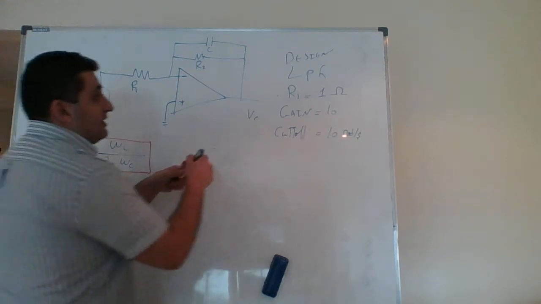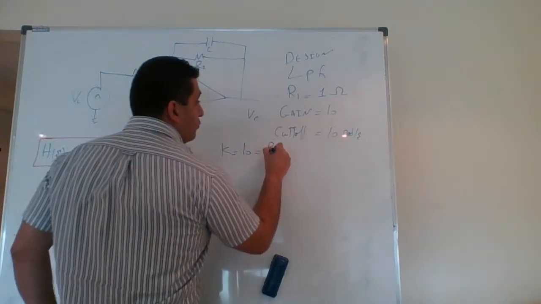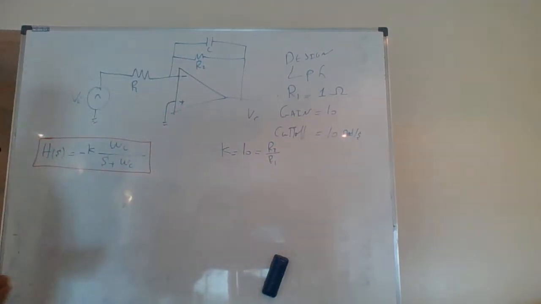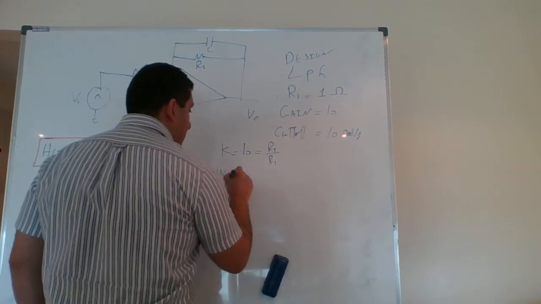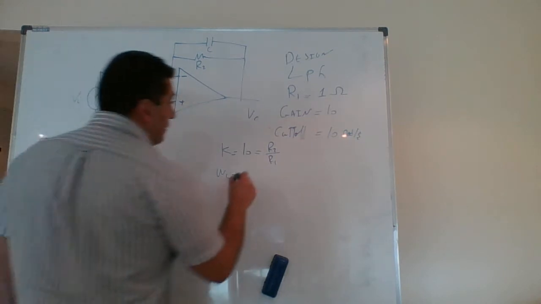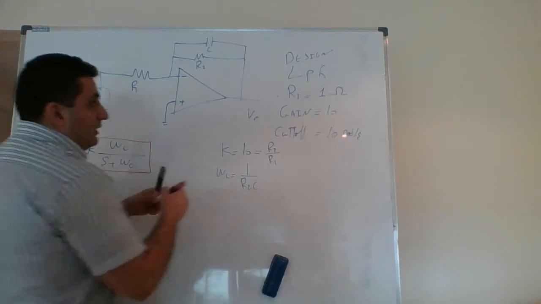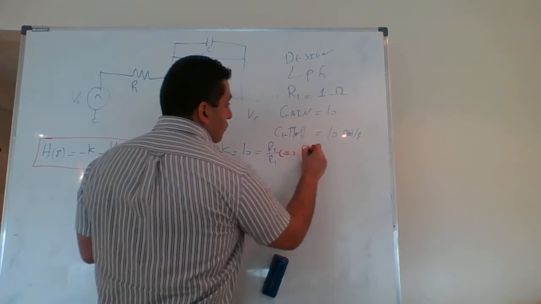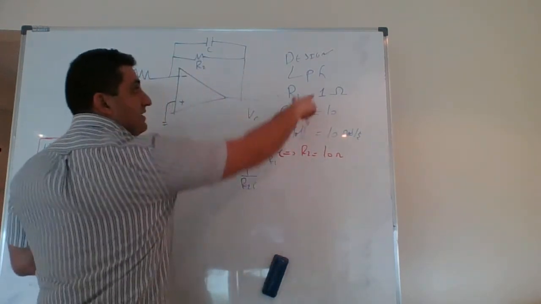Gain, guys, the gain K is equal to 10. What I learned is it's equal to R2 over R1. Is that correct? R2 over R1. And also, omega C, what I learned, is 1 over R2 times C. Perfect. This will give me R2 equal to 10 ohm, because R1 is given to be 1.